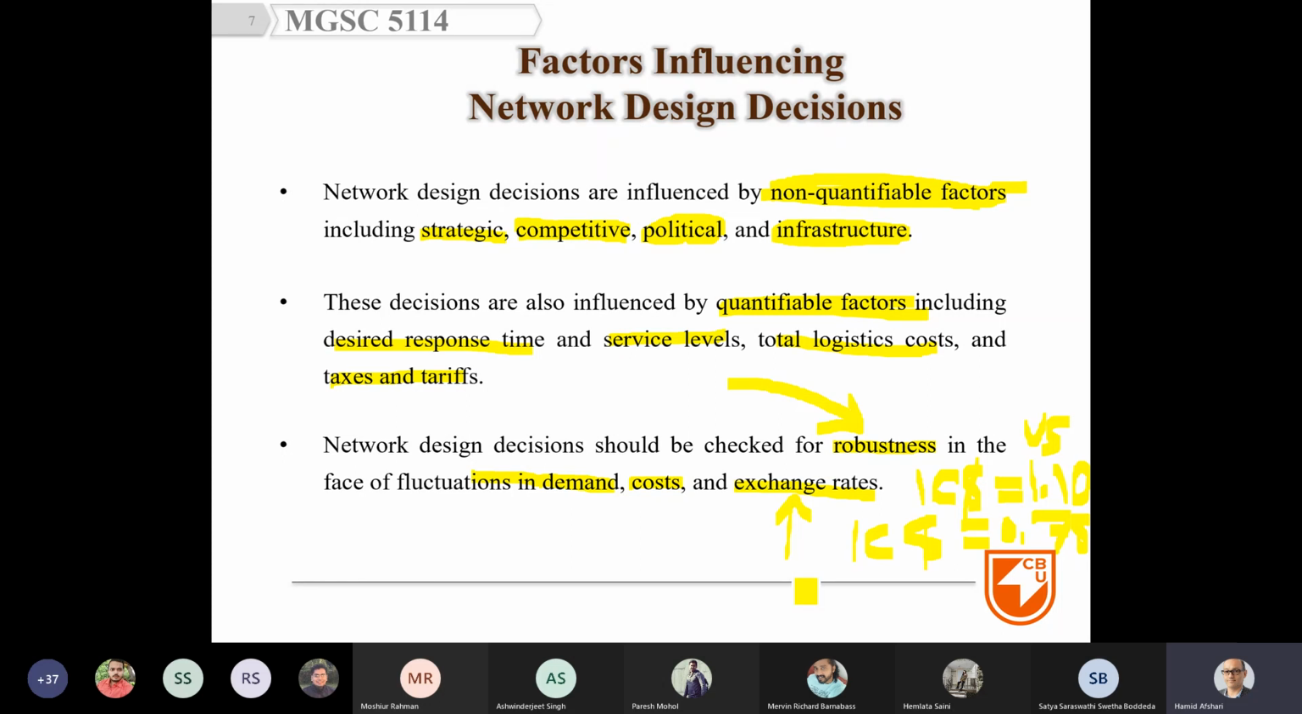So if you consider such factors, for example fuel cost, you consider up to which threshold the cost of logistics and transportation is still low with your option. Okay, so that is called a robust network design. Clear for everyone? Yes, sir.